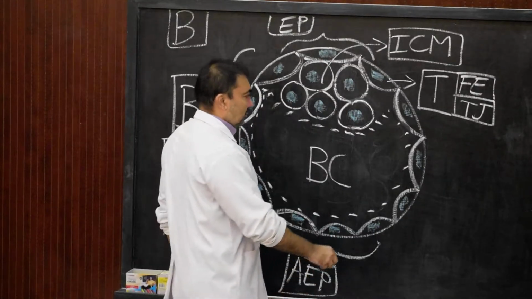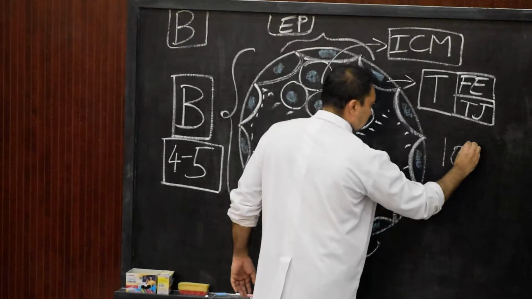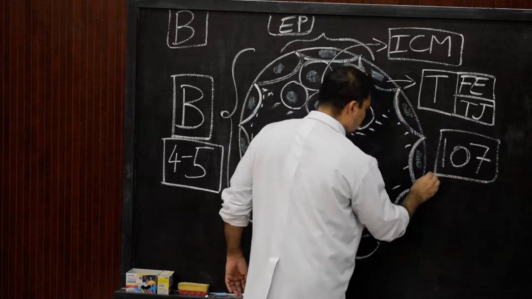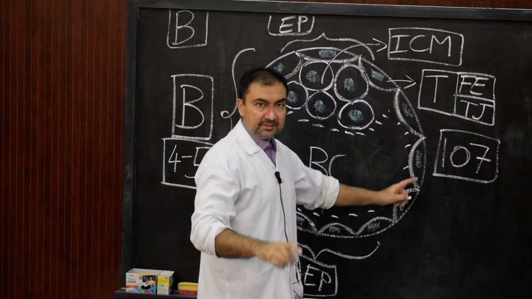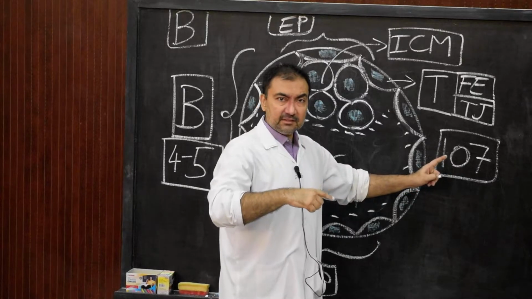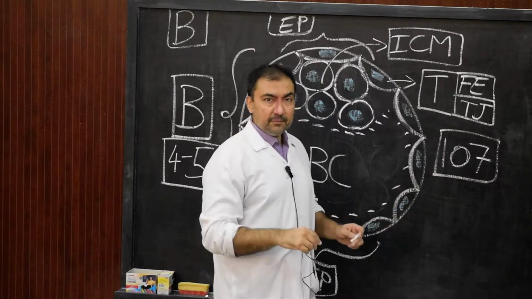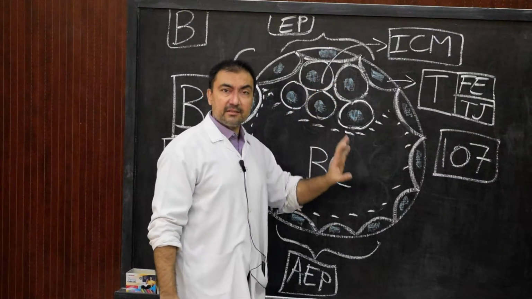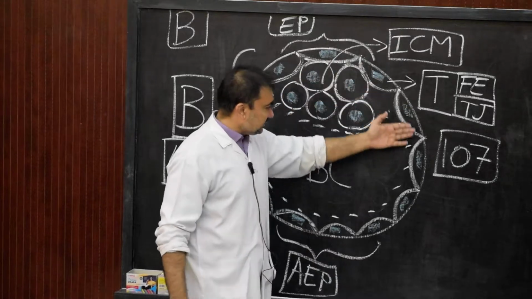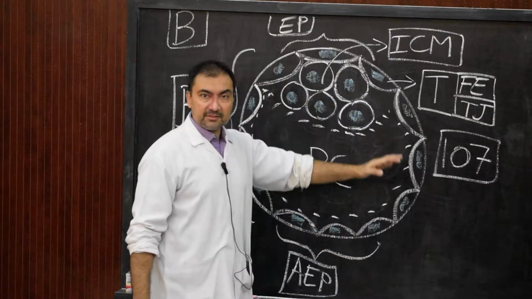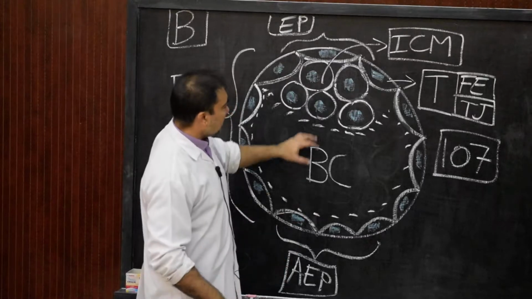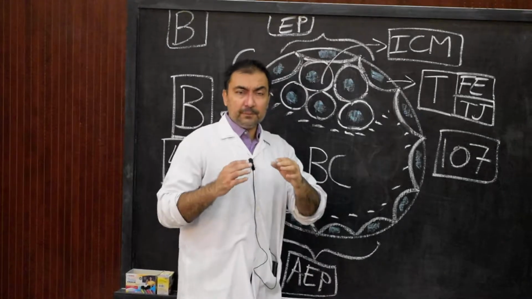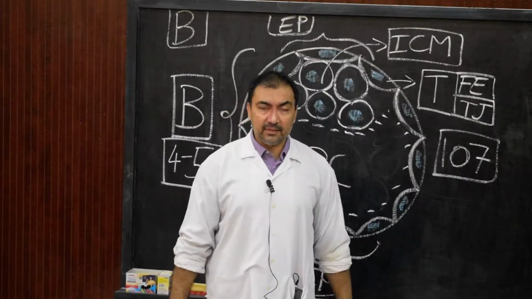So I'll write down here, a total of 107 cells are found in the stage of blastocyst. Out of these 107 cells, around 8 cells are present as the inner cell mass, and the remaining cells will be distributed in the trophoblast. So only 8 cells are found in the inner cell mass. Now the trophoblast is also divided according to the area, according to the region.